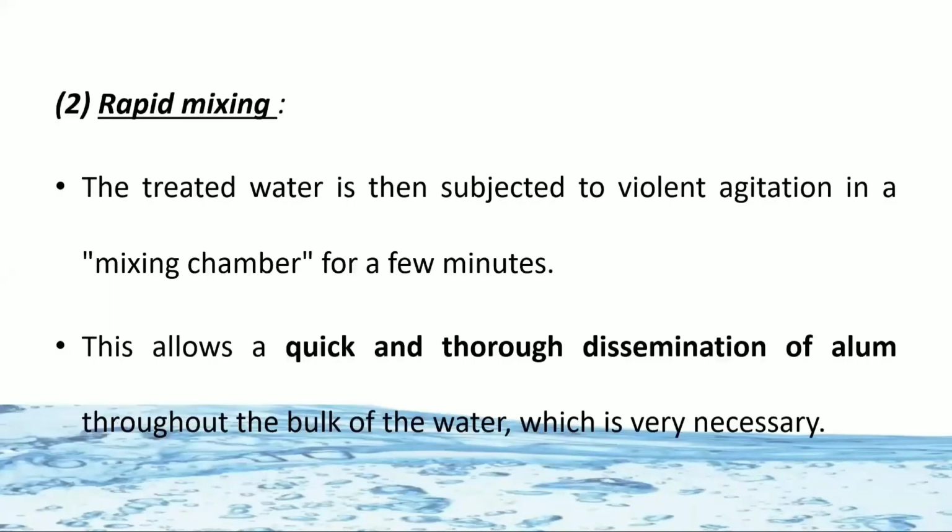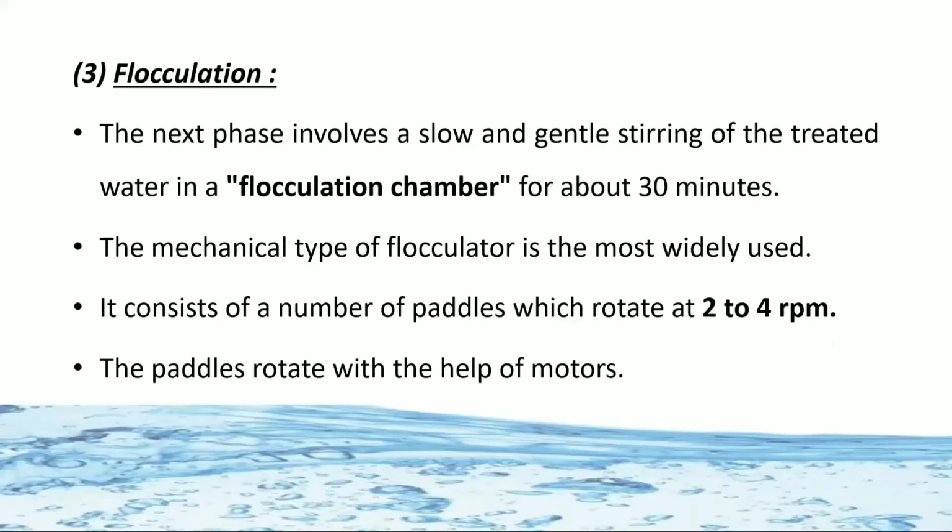Rapid mixing: after adding the coagulant, there is rapid mixing for proper dissolving of the alum. This mixing is very rapid. After rapid mixing, there is flocculation, means slow and gentle stirring of the water. There is a mechanical flocculator, which rotates with the help of motors, at the rate of 2 to 4 rpm.